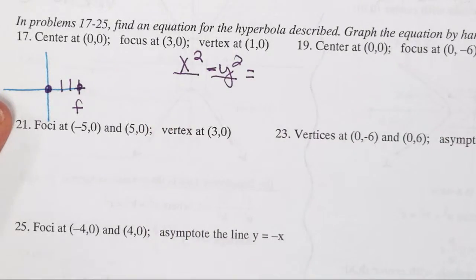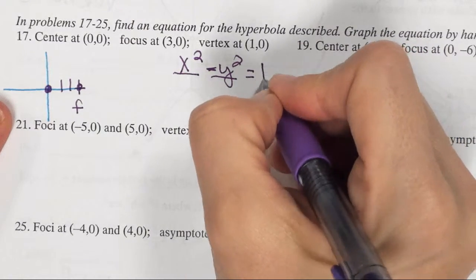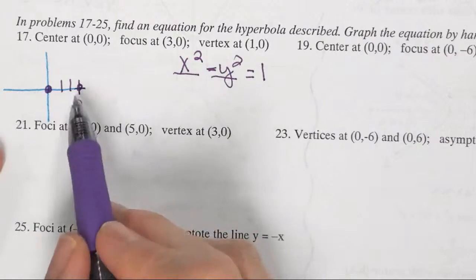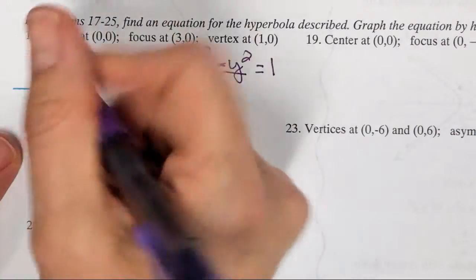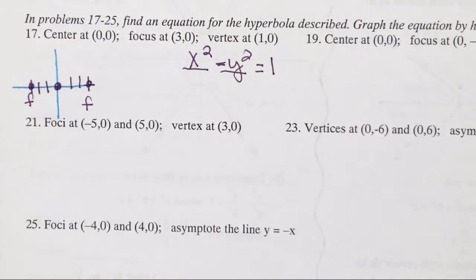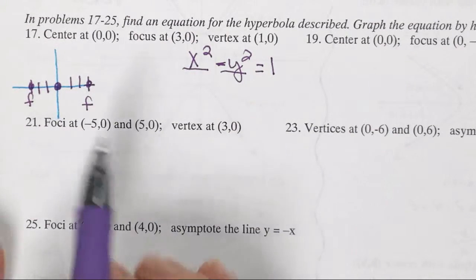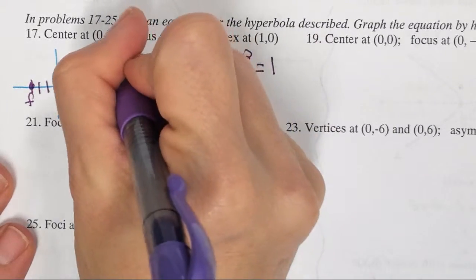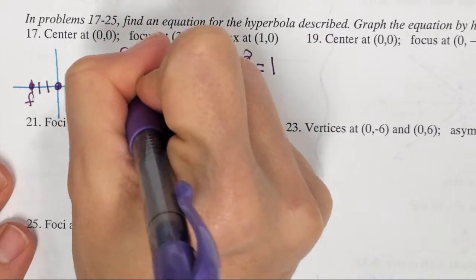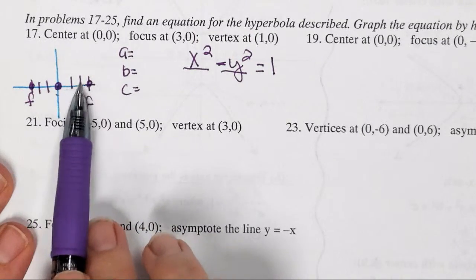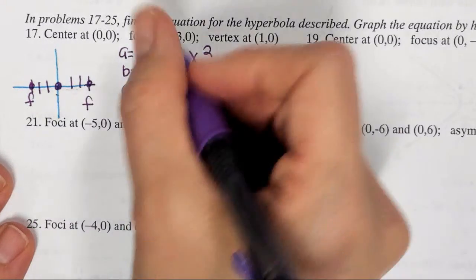And what do all hyperbolas have to equal? 1. Okay, so we've kind of gotten started. If I went right 3 to get one focus, I'm going to go left 3 to get my other focus. Because I have the focus, what letter did I just give you? A, B, or C? C. What is the value of C? What is the distance between these two? 3. Thank you, Lucas.